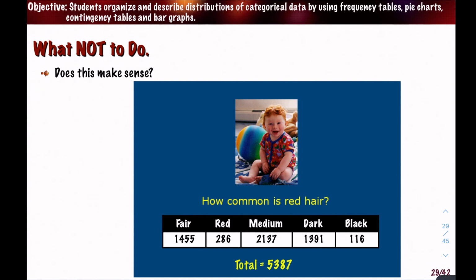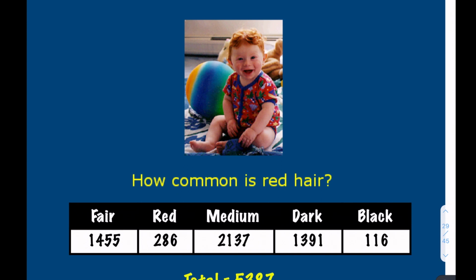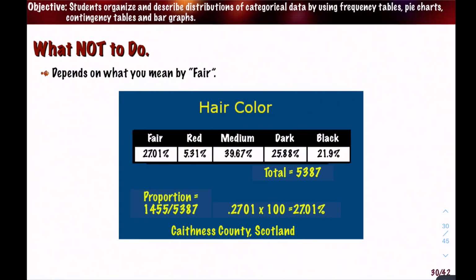How about another one? Does this make sense? This was asked to 5,387 people. How common is red hair? If we look at this chart, we have fair, red, medium, dark, and black. So if we're just looking at red hair, it's not all too common in the total. But I have a question for you. What does fair mean? Seriously, could fair be blonde?